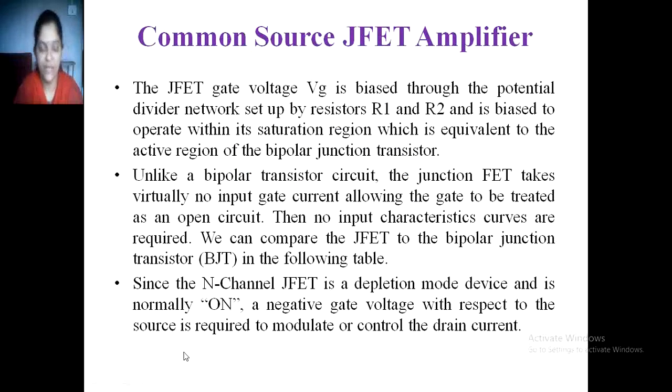The JFET gate voltage VG is biased through the potential divider network set up by resistors R1 and R2, and it is biased to operate within its saturation region, which is equivalent to the active region of the bipolar junction transistor. Unlike a bipolar transistor circuit, the junction FET takes virtually no input gate current, allowing the gate to be treated as an open circuit.